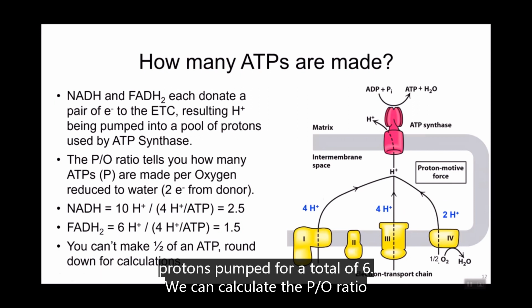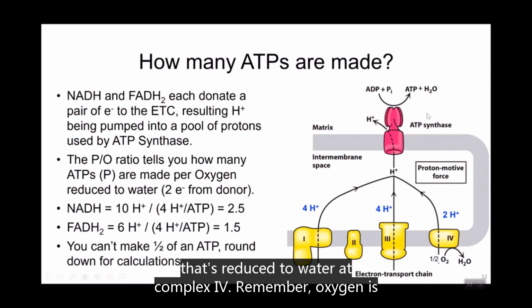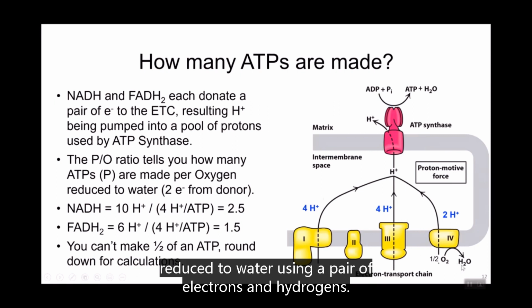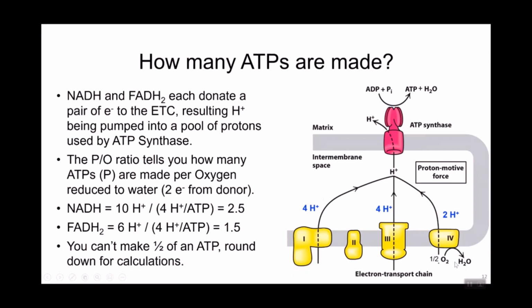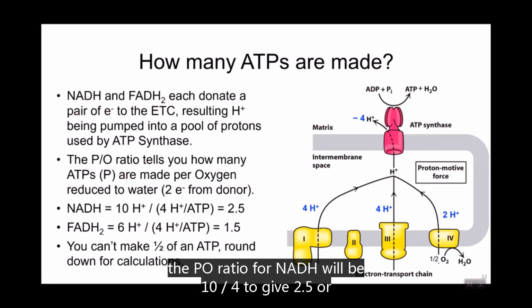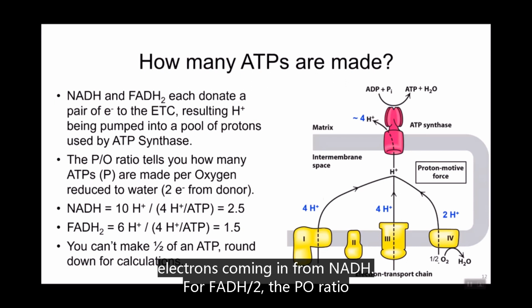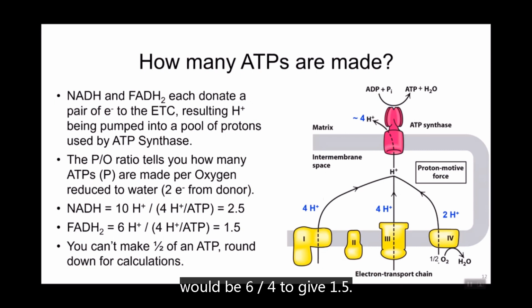We can calculate the PO ratio, where P stands for how many ATPs are made per molecular oxygen that's reduced to water at complex 4. Remember, oxygen is reduced to water using a pair of electrons and hydrogens. Since we really need 4 protons per ATP that's being made, the PO ratio for NADH will be 10 divided by 4 to give 2.5, or approximately 2.5 ATPs are going to be made per pair of electrons coming in from NADH. For FADH2, the PO ratio would be 6 divided by 4 to give 1.5.